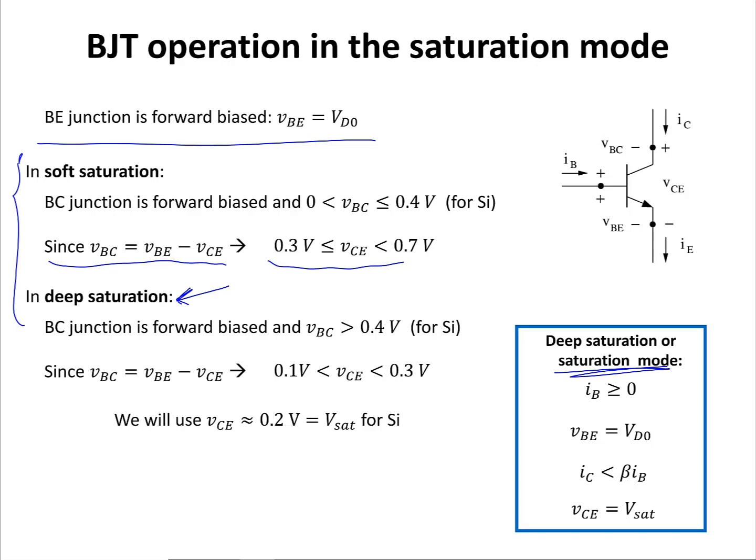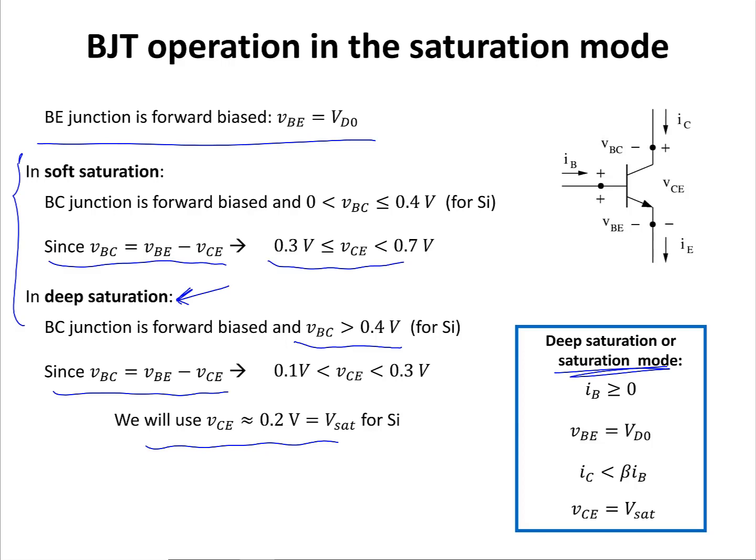So VCE is greater than 0.3 volts, and in this region, we're going to say that the BJT is in the soft saturation mode. In deep saturation, however, the base-collector junction is forward biased and the base-collector diode is fully on. In other words, VBC is greater than 0.4 volts. These numbers are for the case of silicon. And again, using the KVL that we had, VCE is a value between 0.1 volts and 0.3 volts. For the case of silicon, we're going to approximate VCE with 0.2 volts and name it V saturation.